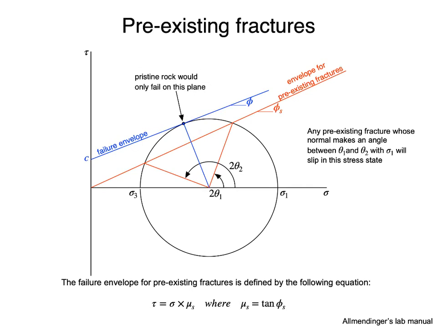The key is to look at the intersection of the envelope for pre-existing fractures with the Mohr circle, and the angle 2 theta at those intersections. Any pre-existing fracture whose normal makes an angle between theta and theta 1 with sigma 1, will slip in this stress state. If the orientation of pre-existing fractures is outside this range, a new fracture will be developed instead. This is represented by the intersection of the Mohr circle with the failure envelope of the rock.